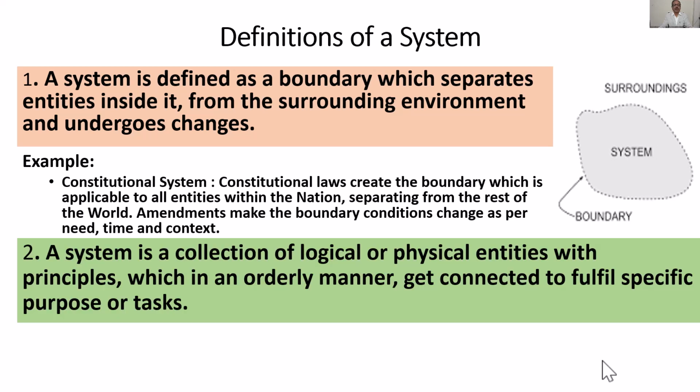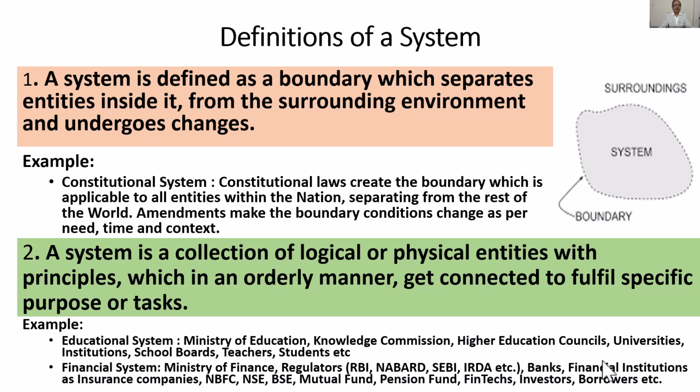A system is a collection of logical or physical entities with principles which, in an orderly manner, get connected to fulfill specific purpose or tasks. Example: educational system, where the entities such as Ministry of Education, Knowledge Commission, Higher Education Councils, universities, institutions, school boards, teachers, students, etc., are the ingredients or the components.